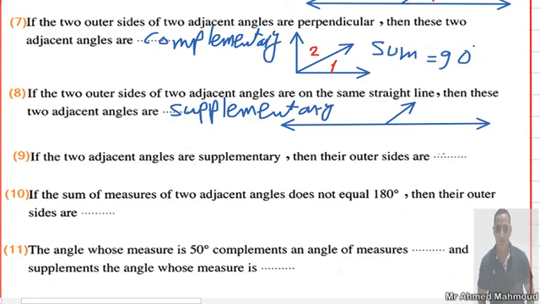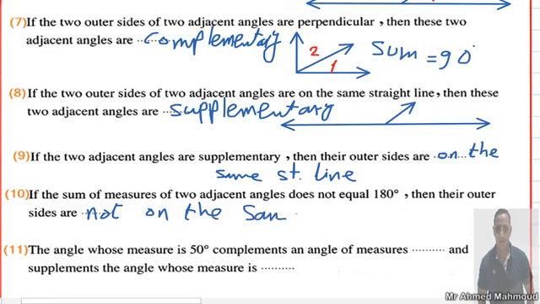If the sum of measures of two adjacent angles does not equal 180, then their outer sides are not on the same straight line, because the sum of the two angles is not equal to 180.